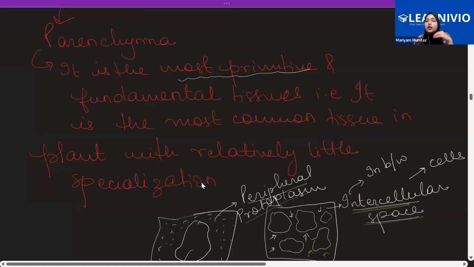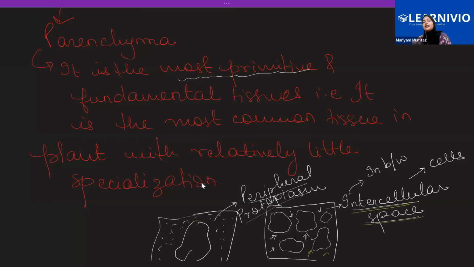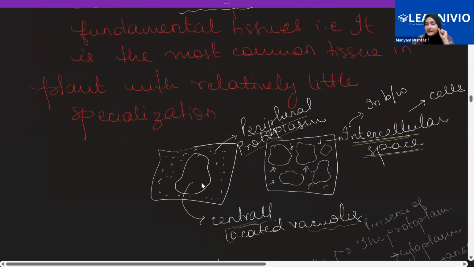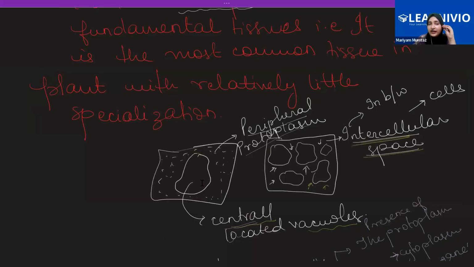Now see, amongst all of the tissues that the plant has, parenchyma is the most primitive tissue. Most primitive, meaning it is the most abundant also, and it is the fundamental tissue. This will give the plant body its structure, and this is basic. Like it has to be there. It is the most common tissue with very little specialization. So it's a very stable tissue in the plant's body, and it is very important because it is a fundamental, basic and important tissue.